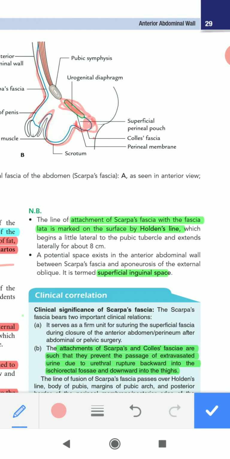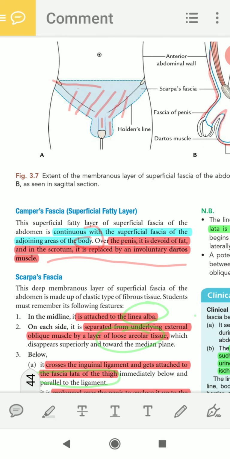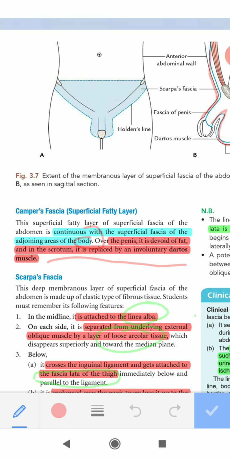And look at that, the attachment of Scarpa's fascia with the fascia lata is marked on the surface by Holden's line. We told you that Scarpa's fascia below is fused with the deep fascia of the thigh, that is known as fascia lata, and it is marked on the skin as Holden's line. So this is Holden's line. What is Holden's line? We know Scarpa's fascia below is fused with the deep fascia of the thigh. The point or line where they meet is known as Holden's line.